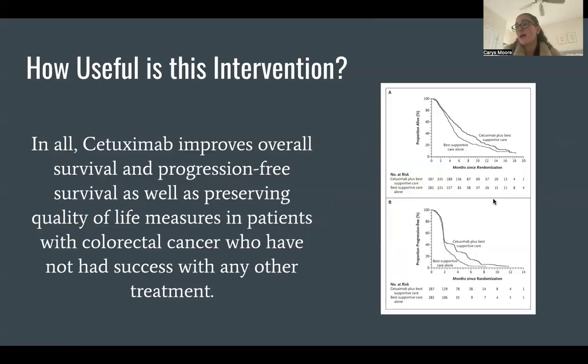So figure one shows the overall survival in the two groups. Overall, the total number of deaths was 456, with 220 in the cetuximab group and 234 in the supportive care group alone. So the addition of cetuximab to supportive care resulted in a longer overall survival than supportive care alone. So in all, cetuximab improves overall survival and progression-free survival, as well as preserving quality of life measures in patients who have colorectal cancer and have not had any success with any other treatment.